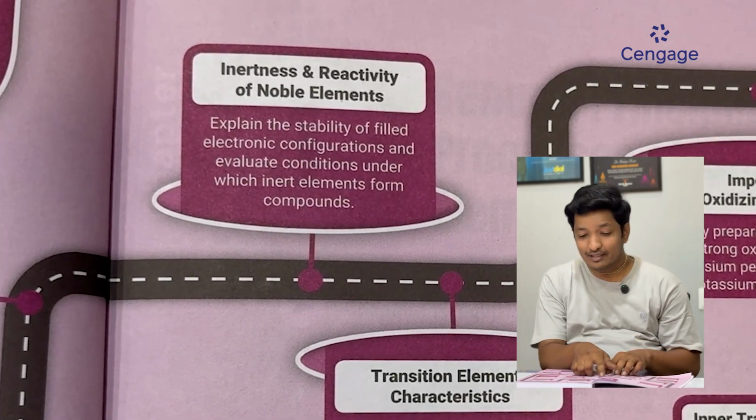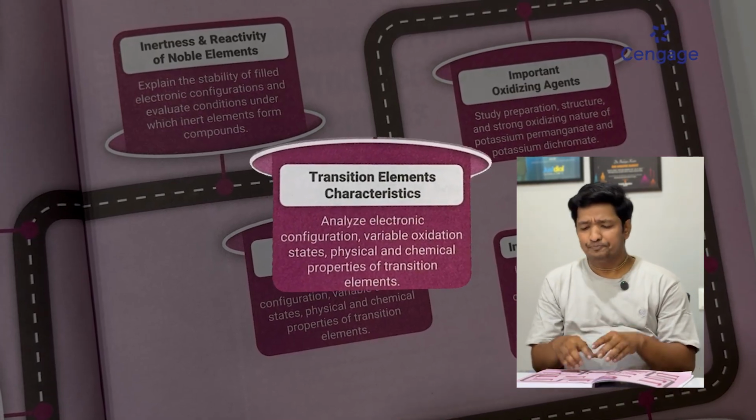So how do they react? When was the first noble gas compound found? To know all this, you need to read this chapter, right? All these things we will read here, and then we move to the D block. After completing the P block fully, we go to the D block, that is transition metals.